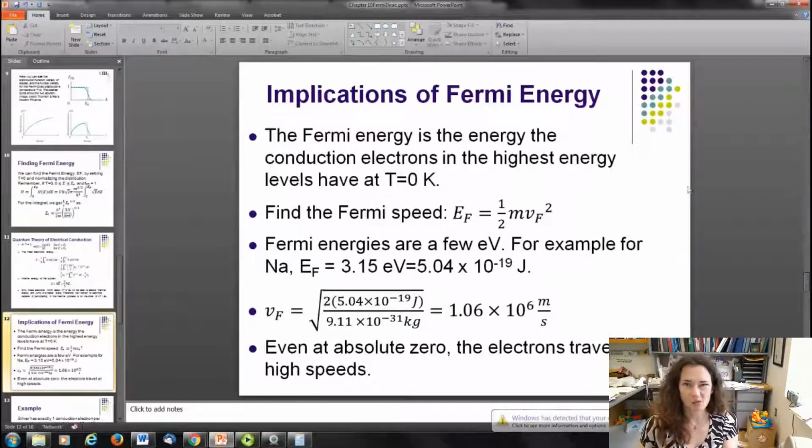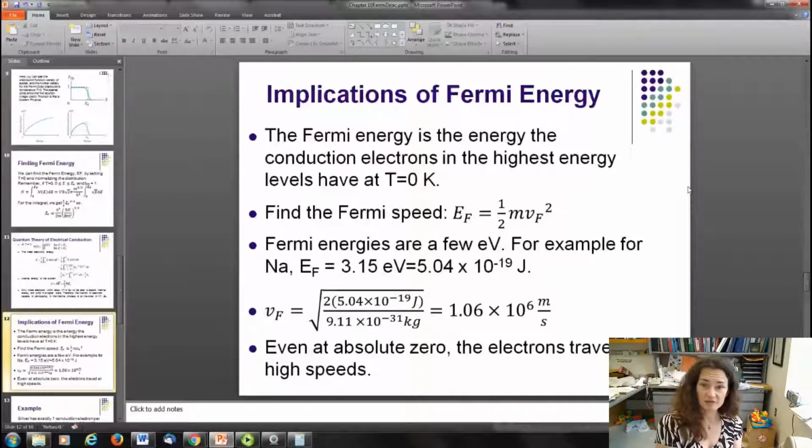All right, so what does this all mean? Because it might not be immediately clear. The Fermi energy is the energy that the conduction electrons in the highest energy levels have at absolute 0, right? You can also say that this is related to their kinetic energy, because remember what's happening is these guys are zipping around in this lattice of ions, so they're zipping along. Okay, so you can relate that to their speed. For example, it's defined as the Fermi speed. So you just set the Fermi energy equal to 1/2 times the mass times the Fermi velocity squared.